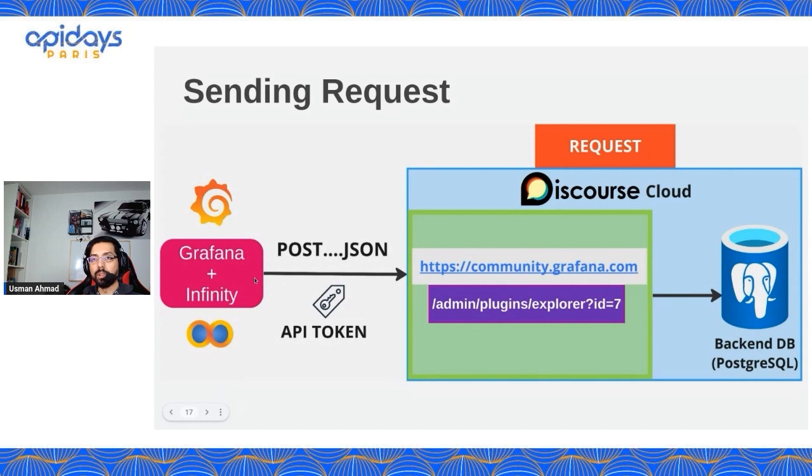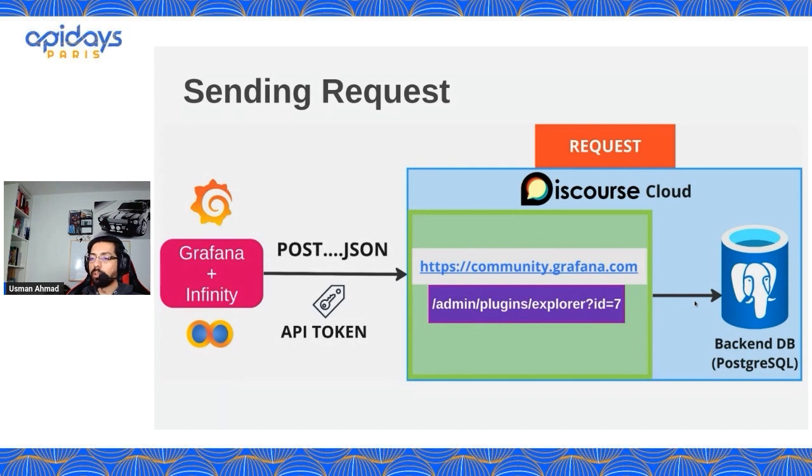We have previously talked about the Discourse Data Explorer plugin. The Data Explorer again uses the POST method, and we send a JSON request to the Discourse cloud. The Discourse cloud for us, for example, would be community.grafana.com, and we are asking, hey, Discourse, give us the result from the Data Explorer for the query number ID 7. Once this request is received, it goes to the Discourse backend. The backend is based on PostgreSQL, and if it is all valid, we should get a response to this request.